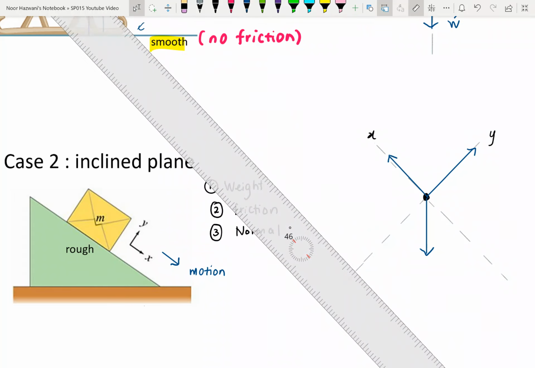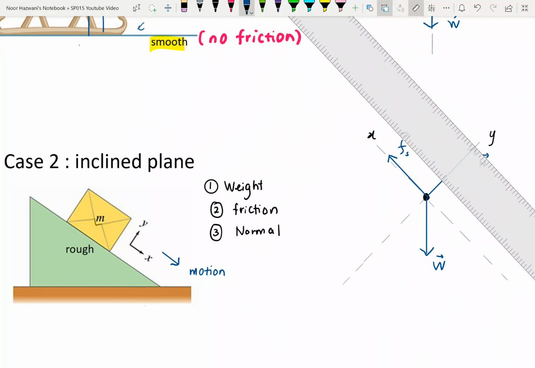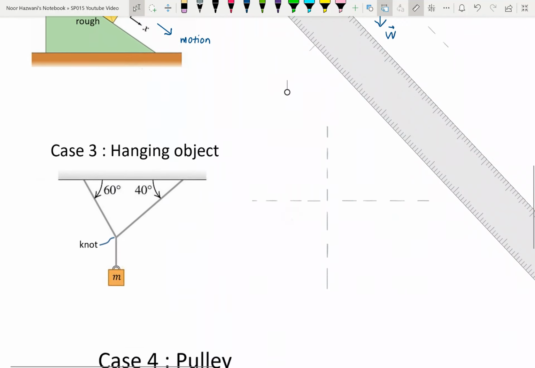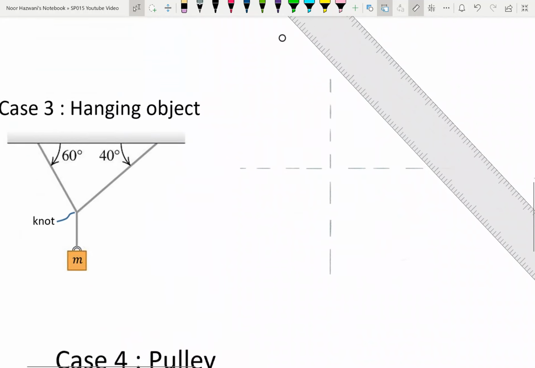Okay. If you notice, in my free body diagram I missed something, I didn't label. So it looks incomplete. So this is my normal. And this one, since the object is just sitting still, we have static friction. Okay. So we are done for case number 2. Okay, case number 3.